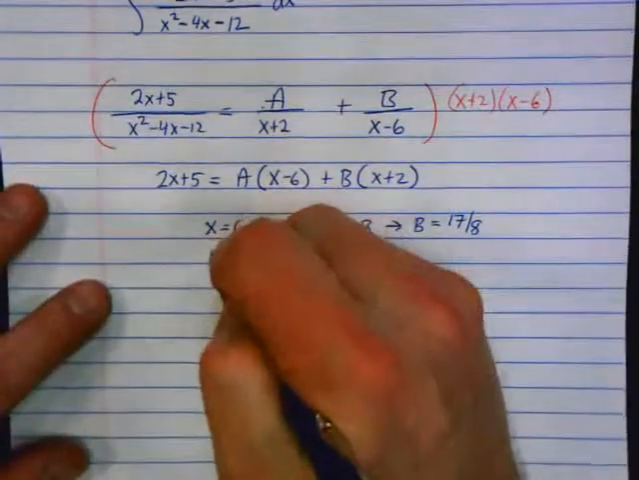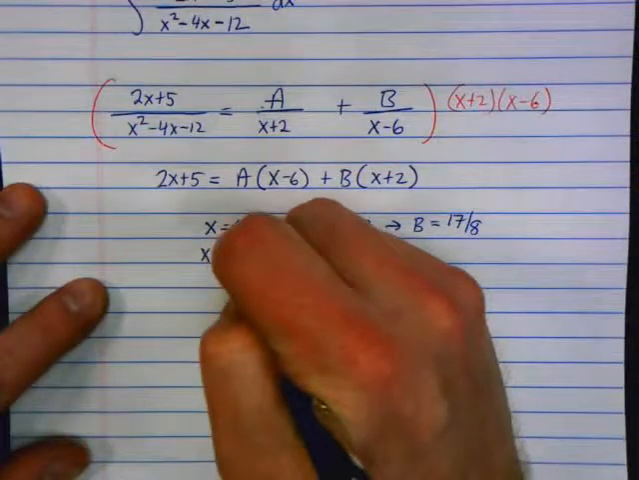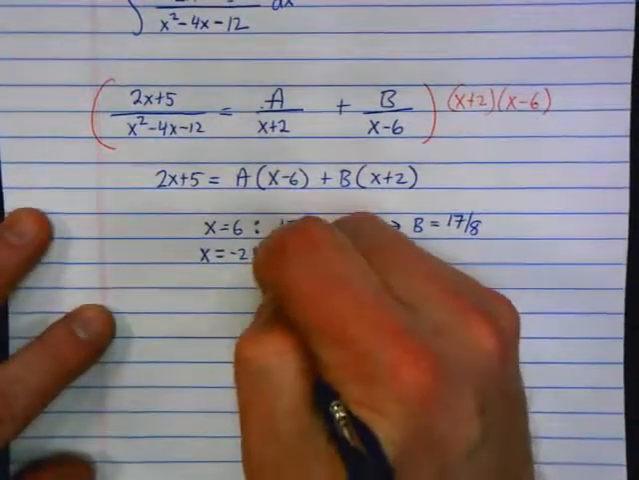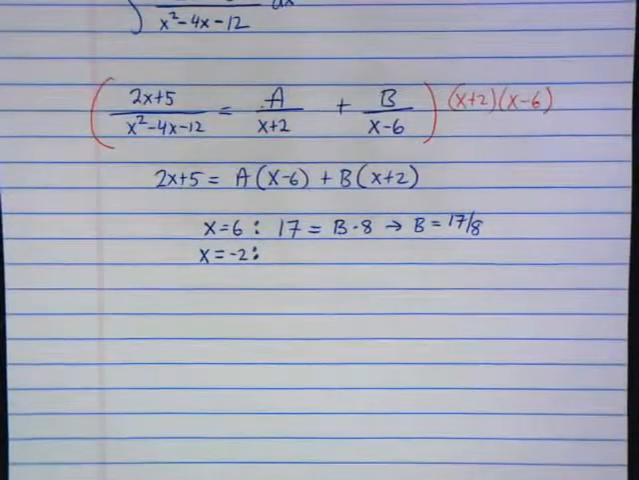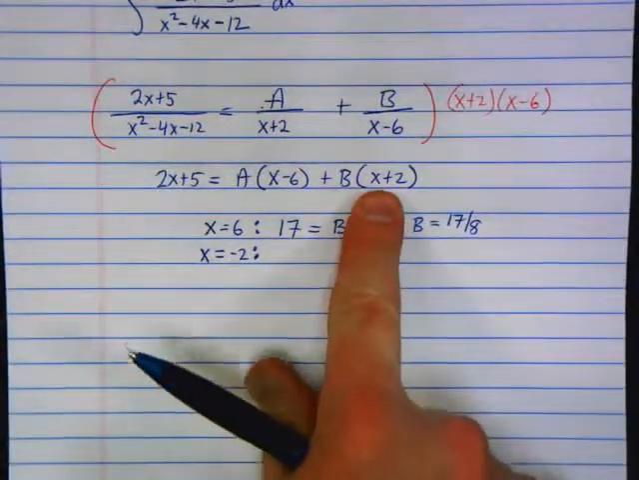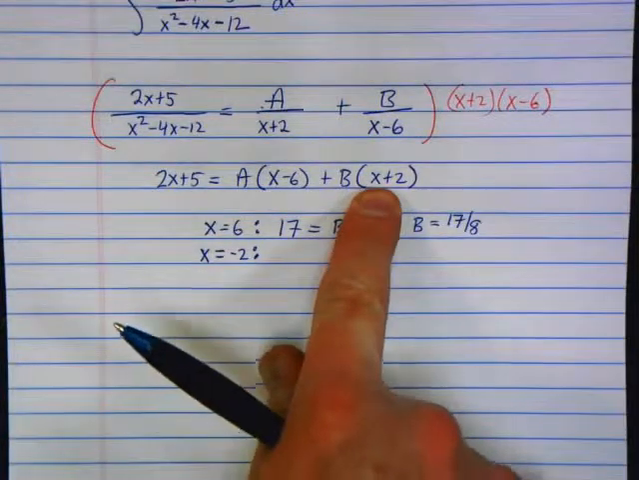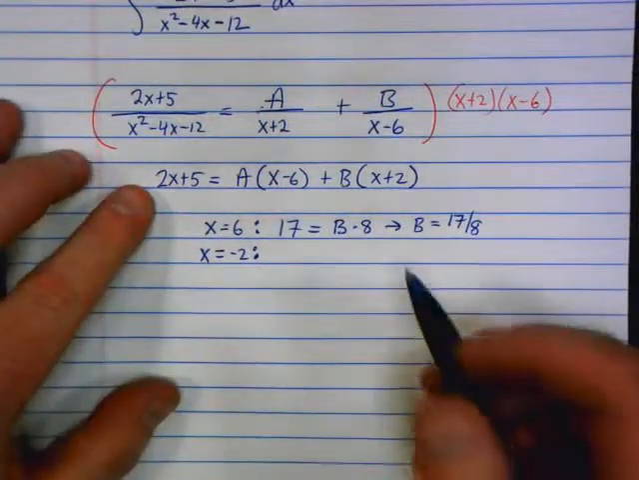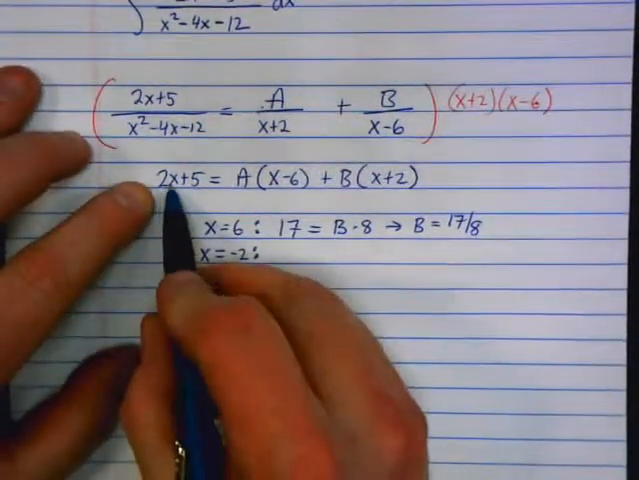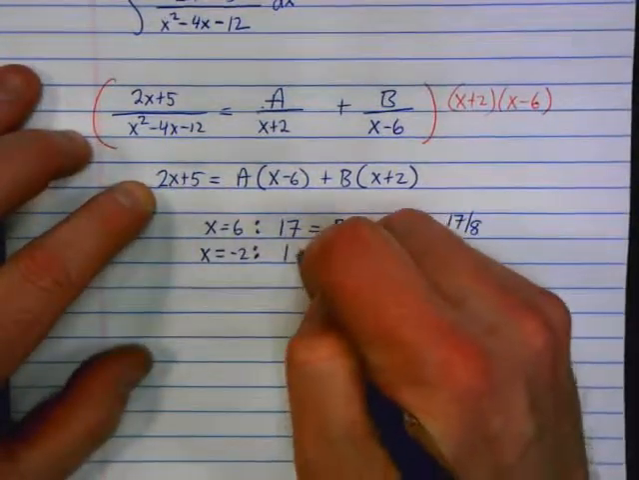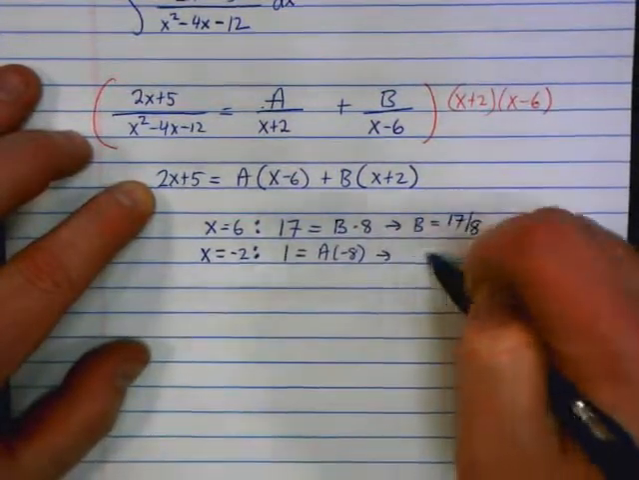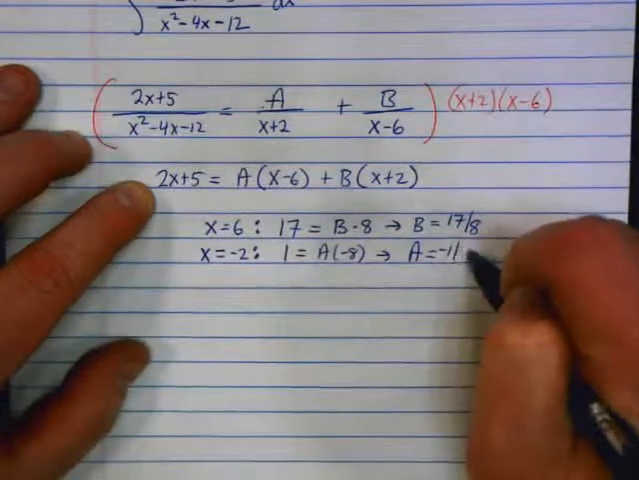Now I'm going to plug in my next favorite number in the world. This time, my next favorite number is negative 2. You caught the trick already. Why do you like negative 2? It makes this one disappear. That's exactly right. So you plug in the numbers that make the terms disappear, and you simply solve. So I plug in negative 2, I get negative 4 plus 5, that's 1, equals a times negative 8, which means a is negative 1/8.